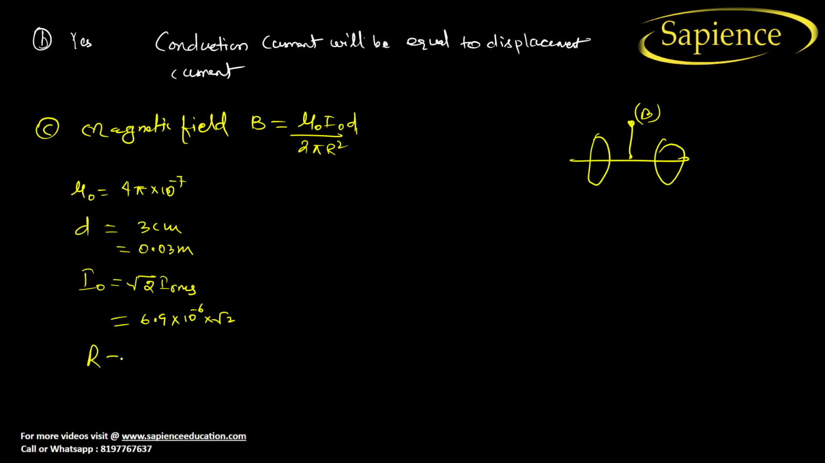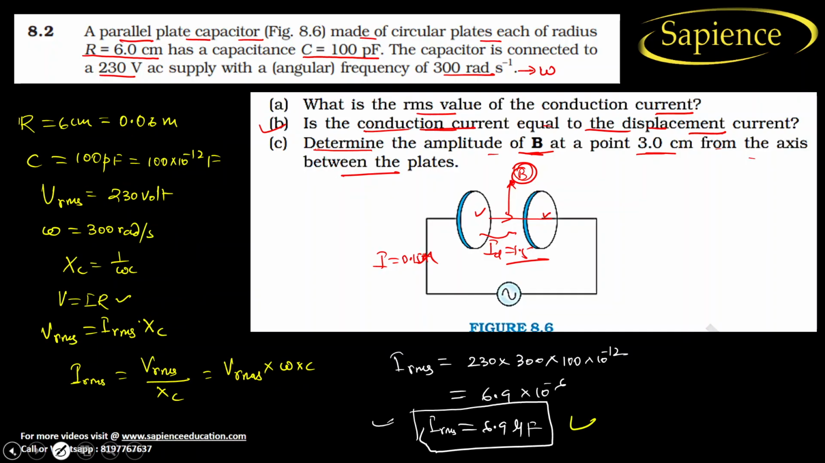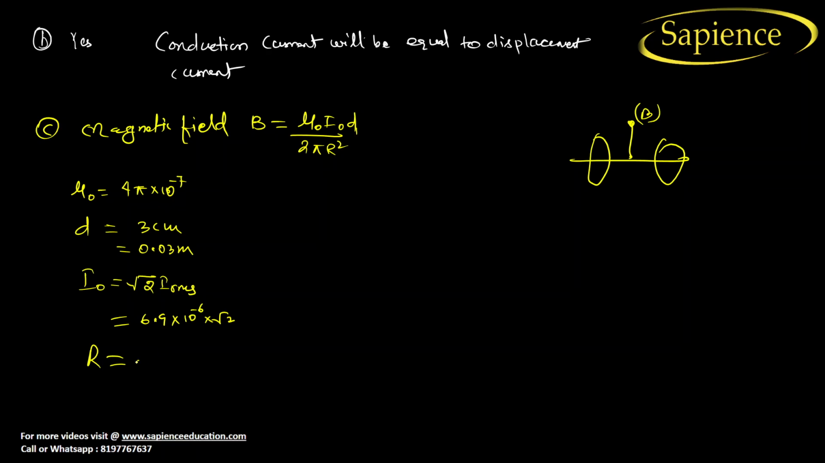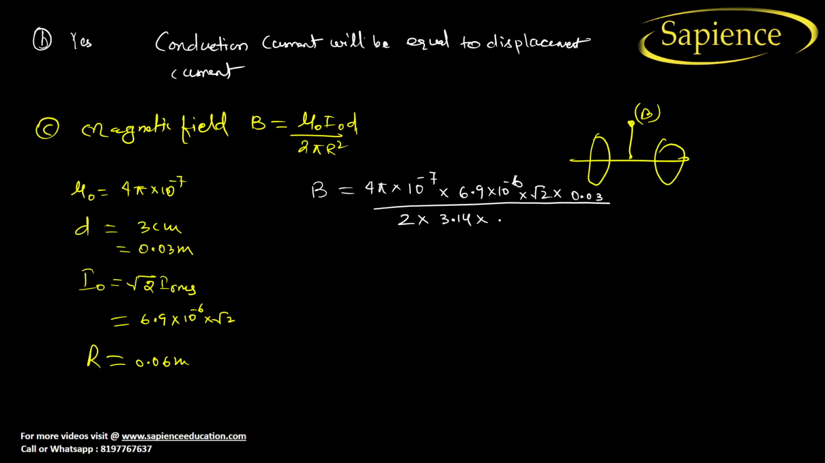The radius of the capacitor they have given as 6 centimeter, or 0.06 meter, right? Now I will put in the values of each so that we will get the result. So strength of the magnetic field is equal to 4 pi into 10 to the power minus 7 into I naught, that is 6.9 into 10 to the power minus 6 into root 2, into distance 0.03, divided by 2 into 3.14 into r square, that is 0.06 whole square.